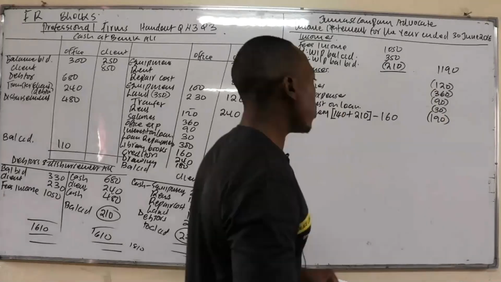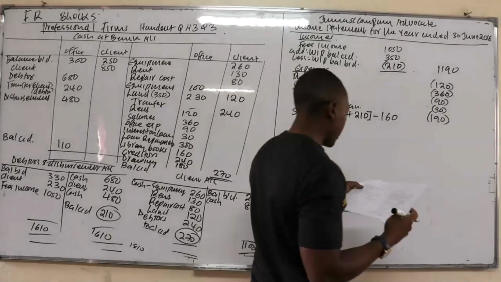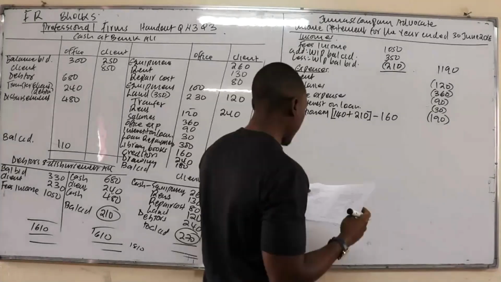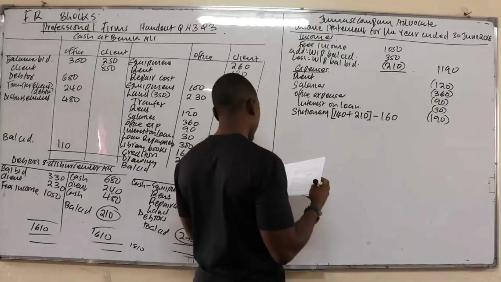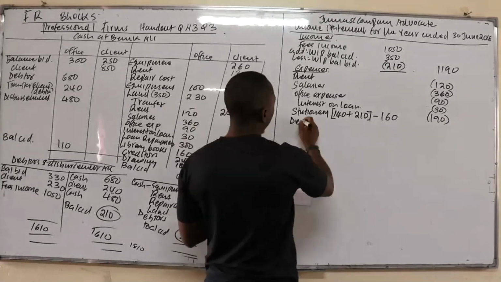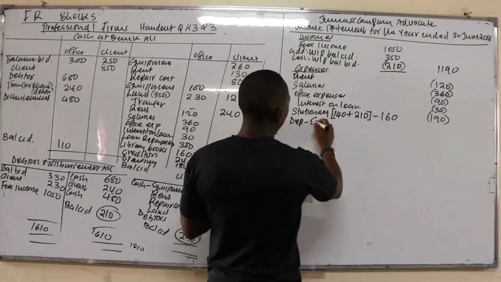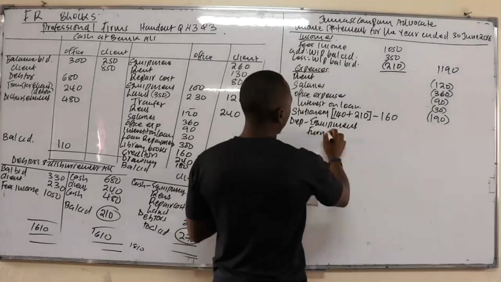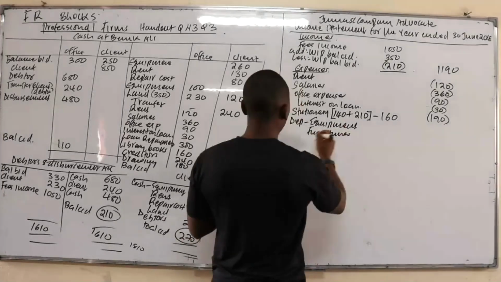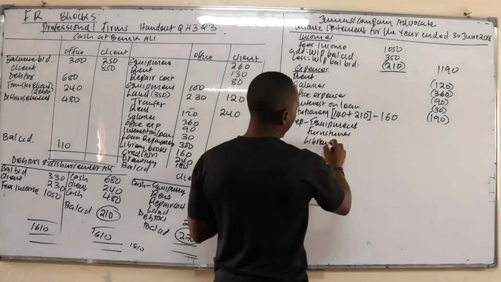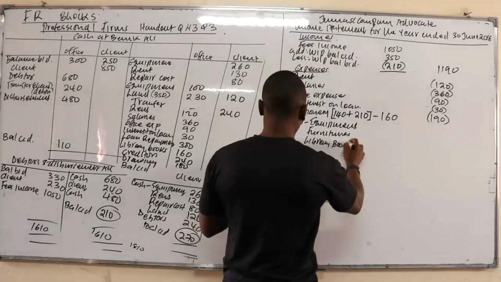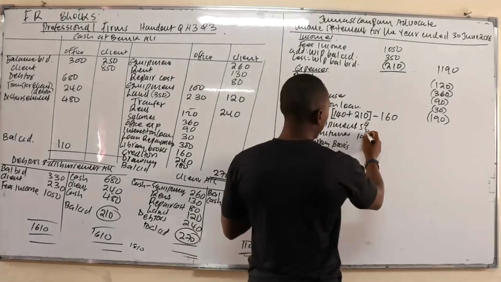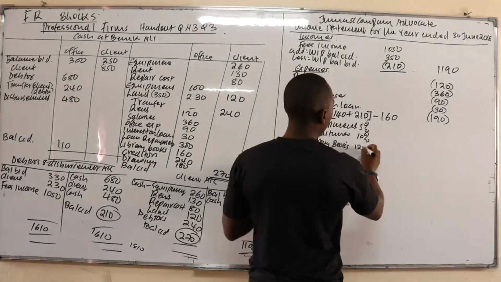Then let's go to number 13. The firm provides for depreciation on book value using the following rates. So we provide for depreciation. One is for the equipment, also for the furnitures, also for the library books. Equipment is at the rate of 5%, 10%, 12.5%. How much was the equipment?